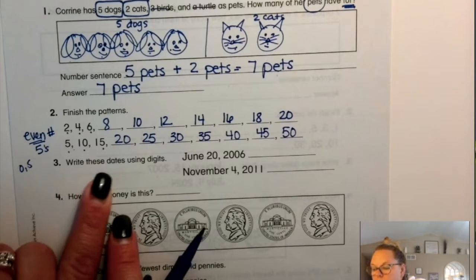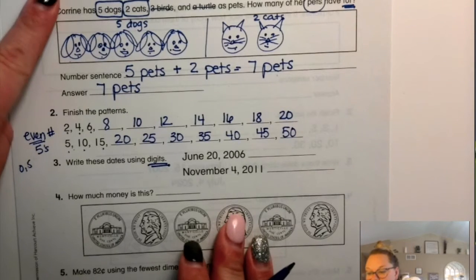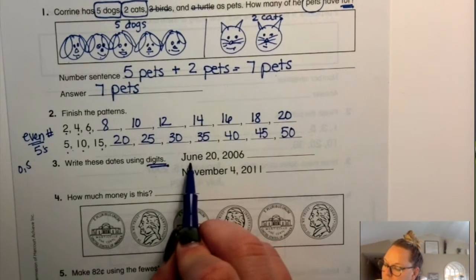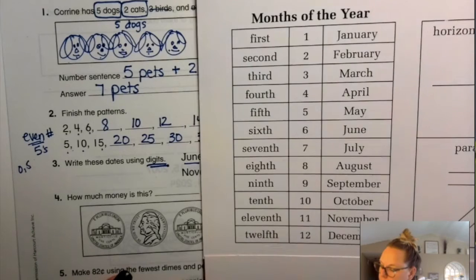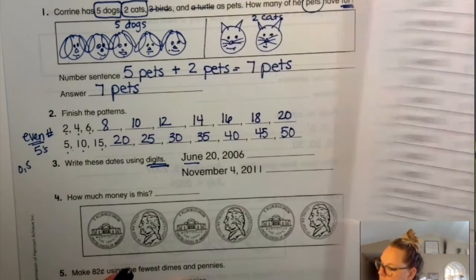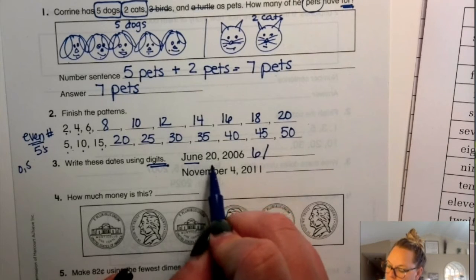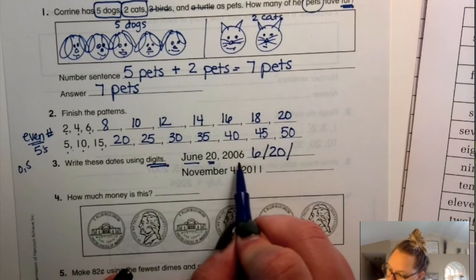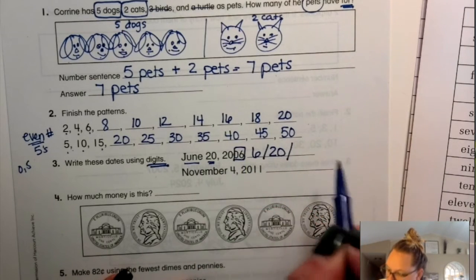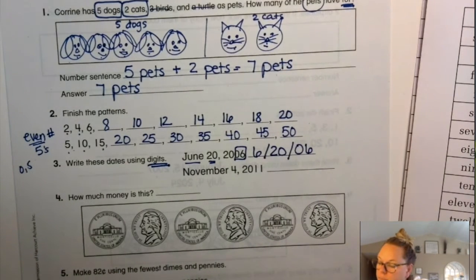Number 3 says, write these dates using digits. That's just what our new lesson is about. That's what we just did up here for our date. So the first one says June 20th of 2006. Remember that we have to start with June. June is the what month of the year? 6. So I need to write a 6 slash, what's my date? 20th slash the last 2 digits of the year, 0, 6. Only those last 2 digits.